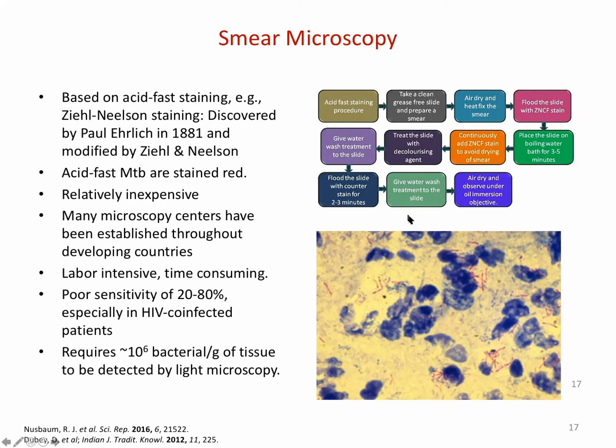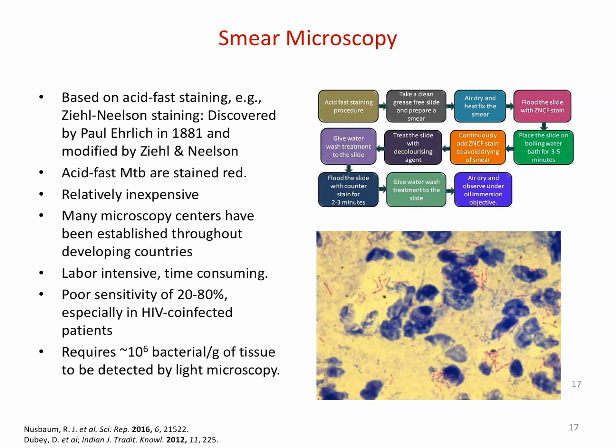So in this example here, you can see the Mycobacterium tuberculosis is stained red among the blue background. Again, it is a cumbersome and long process. It requires a lot of sample processing and staining and so forth. And the most problematic aspect of smear microscopy is that its sensitivity is quite low, somewhere between 20 to 80%, especially in HIV co-infected patients. It also requires quite a bit of bacteria in order to be detected.